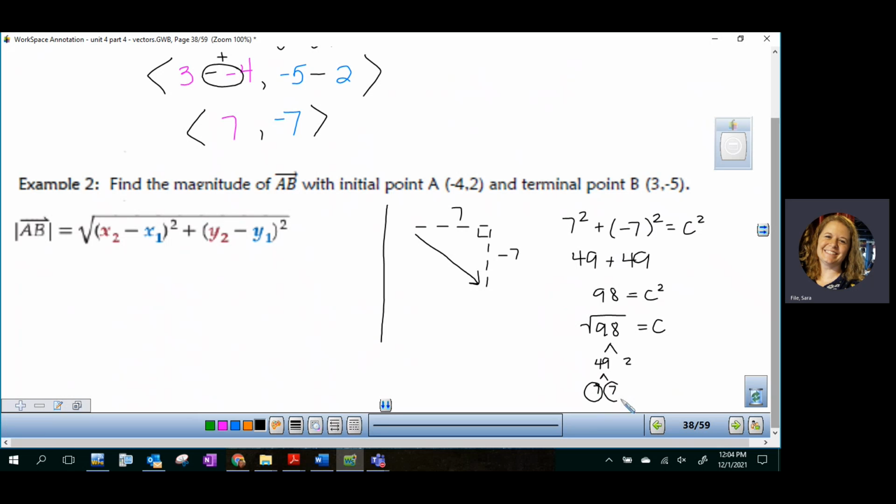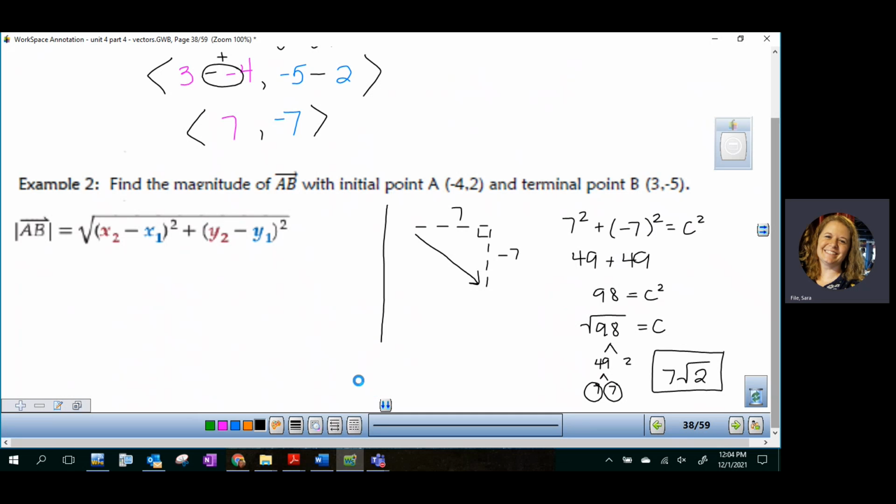All right, so we're doing a factor tree here to simplify because 98 is not a perfect square. You can see the factors I used were 49 and 2. 2 is prime, so that branch stops, and then I kept going to 7 and 7, and those are prime. So that breaks down. 7 gets to come out, square root of 2 stays in. So I get 7 square root of 2 as the magnitude, the length of that.